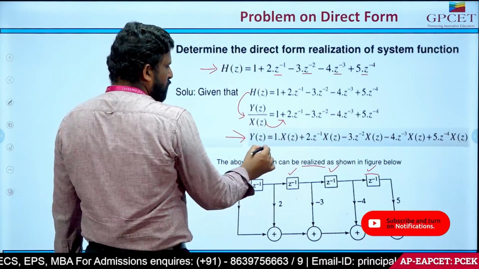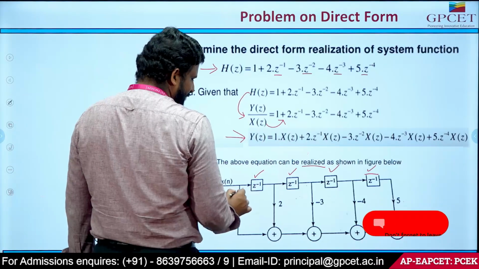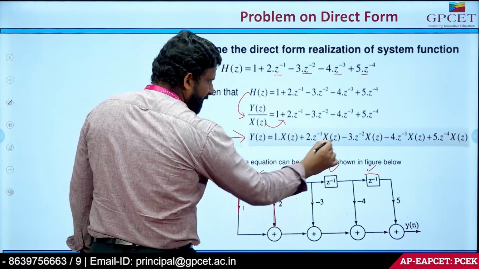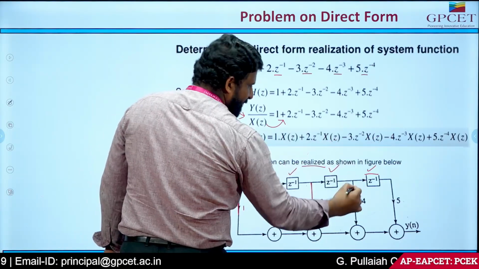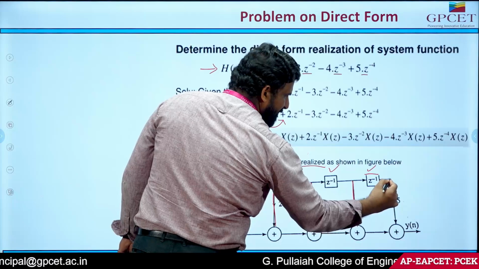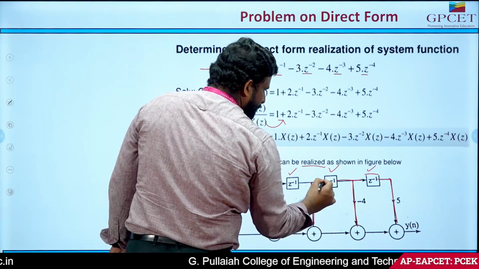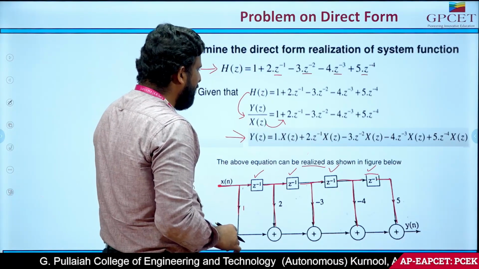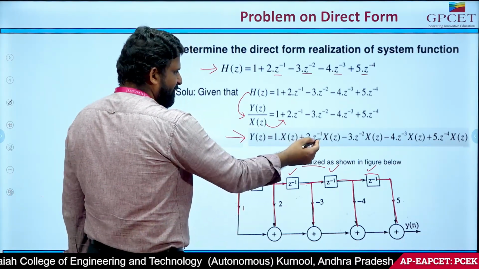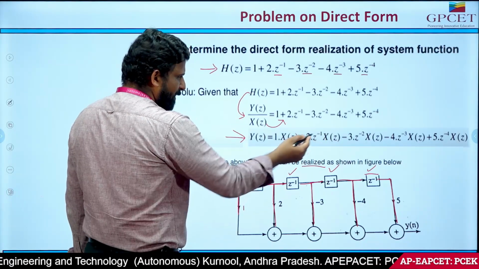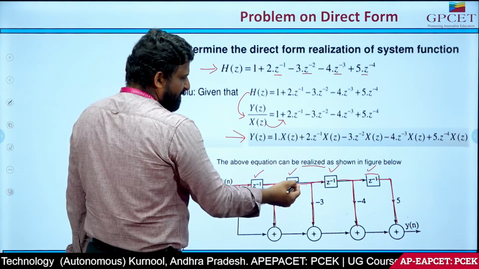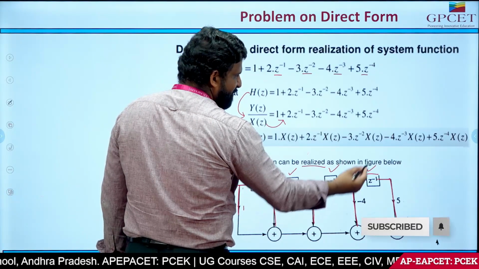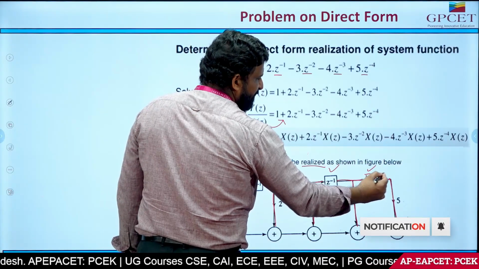Next, I told you to draw the multiplied product terms. What is here? 1. So, here 1, next second term, next minus 3, next minus 4 and next plus 5. I told you, draw the terms which are the product of the delays. So, for z power minus 1, the term which is multiplied is 2. For z power minus 2, the term which is multiplied is 3. And for z power minus 3, the term which is multiplied is minus 4. And for z power minus 4, the term which is multiplied is 5.